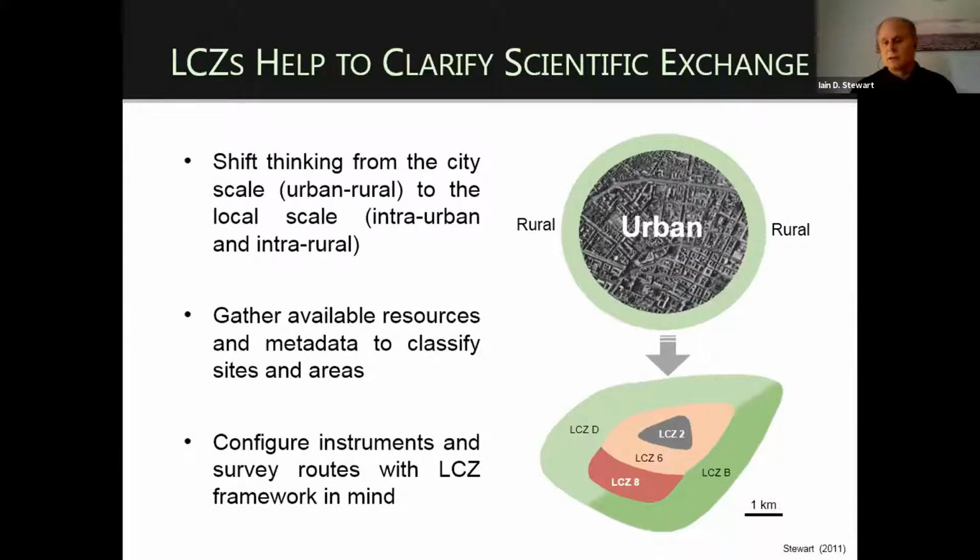Now, ultimately, I think the real essence or the spirit of the scheme is to help clarify scientific exchange, particularly among urban heat island researchers, because as I showed on a couple slides ago, metadata continues to be an issue in this particular literature. But the process starts by a shift in thinking from the city scale, which is the traditional urban-rural comparison of meteorological measurements, down to the local or the neighborhood scale, and then considering those climatic differences within the city, intra-urban, and even within the rural environment itself, which also can be quite diverse, intra-rural.